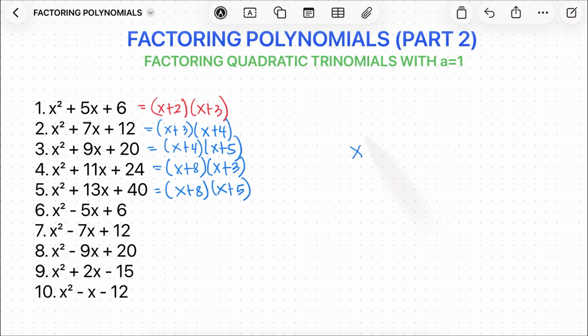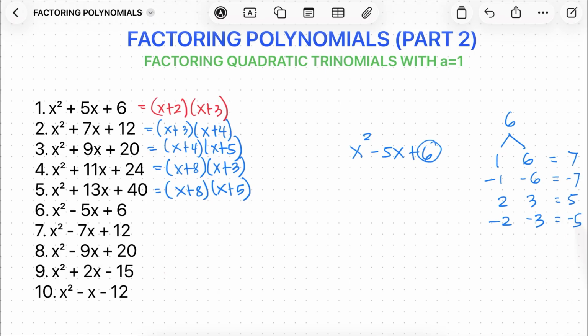Next example, we have x squared minus 5x plus 6. So again, factors of 6 that if we add results to negative 5. So we're going to factor out 6 here. 1 times 6, negative 1 times negative 6. We also have 2 times 3 and negative 2 times negative 3. If we add this, we have 7, negative 7, this is 5, and this is negative 5.